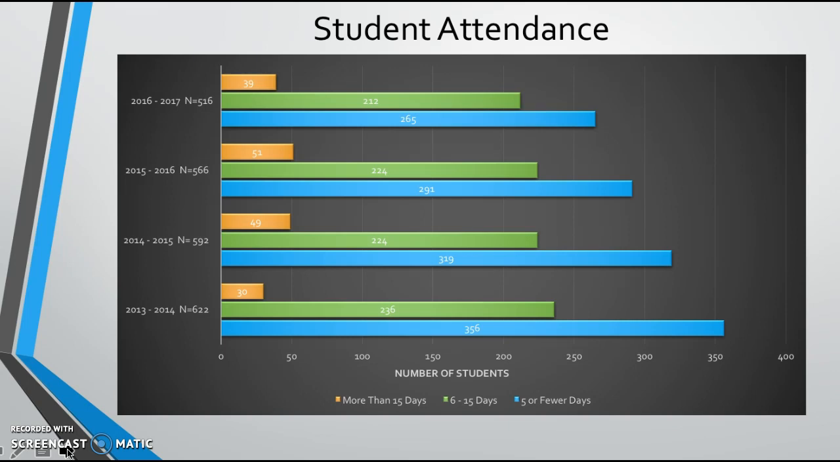Another thing I want to point out is that in 2016-17, 251 students, which is almost half of the student population, missed more than 5 days of school. How can students learn content standards if they're not present at school?